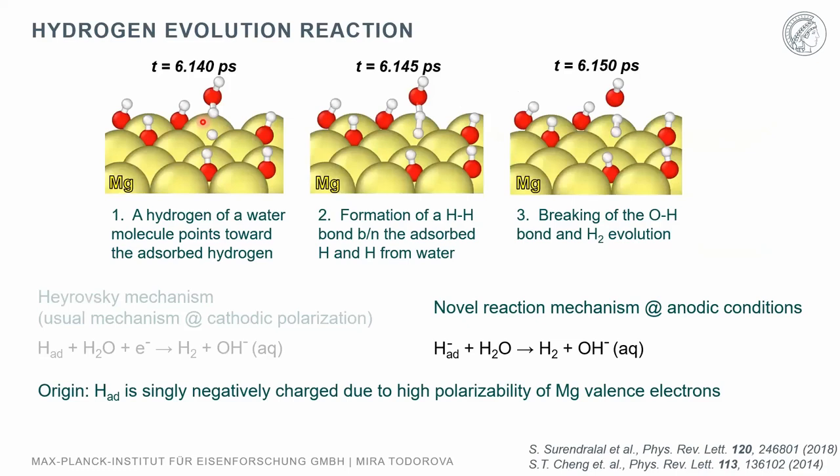And we see that this hydrogen that is on the surface is negatively charged. So you don't need an explicit electron transfer, but basically the hydrogen that is absorbed on the surface is negatively charged, which is probably due to magnesium having some peculiar properties with a very big spillout density, and also it's very polarizable. And so we believe that this contributes to the hydrogen being negatively charged, and therefore it can participate in this reaction. And we don't have an explicit transfer of the electron, but rather we have a charge redistribution from the absorbed hydrogen then to an OH that is in solution.